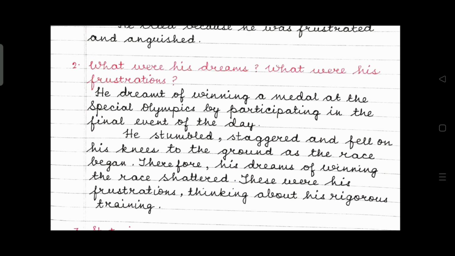So, his frustrations. First, he did not win the race. He had no hope of winning the race. Why? Because he had stumbled, staggered, and he fell on his knees to the ground. Secondly, he had been training for this day for so long, and now that would lead to nothing. He would not be able to win the race. Perhaps he would not be able to finish the race also, because he had fallen down and all the other athletes had progressed.